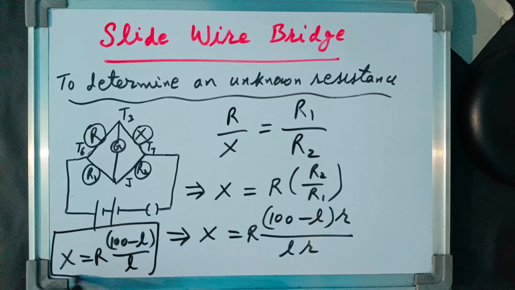So this is the relation with the help of which we can calculate the value of unknown resistance. Just we should know the value of resistance capital R and length of the wire at which galvanometer shows 0 reading. That's all.